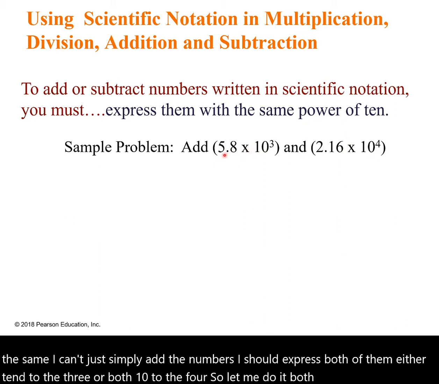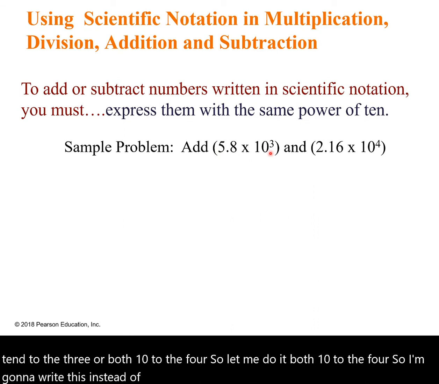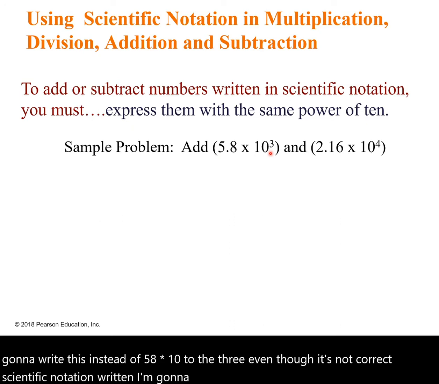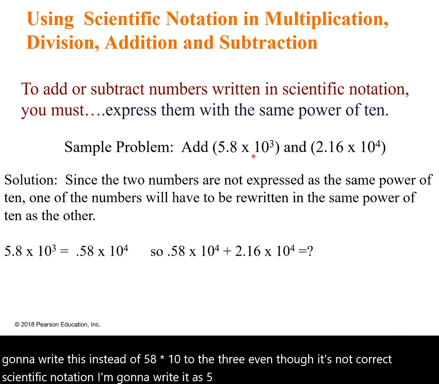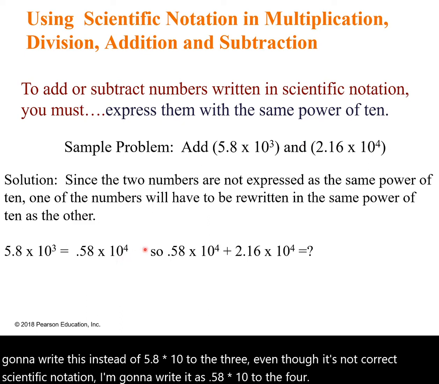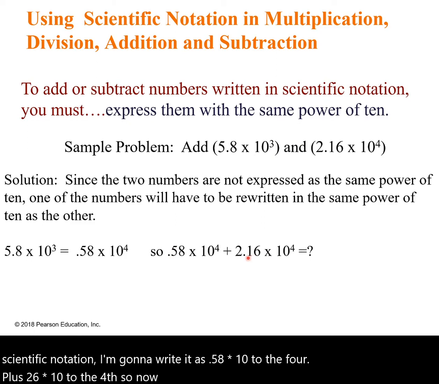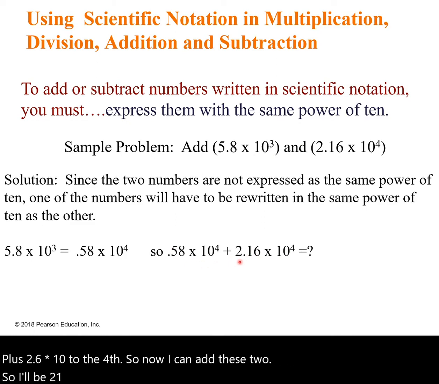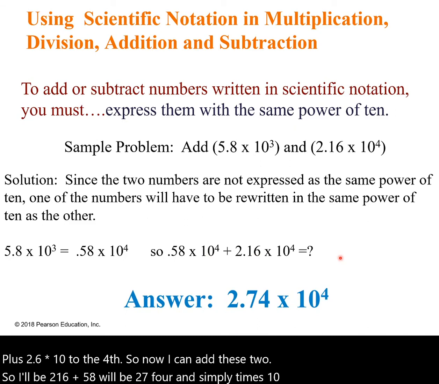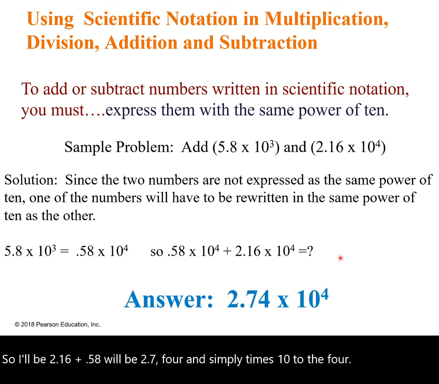So I'm going to write this instead of 5.8 times 10 to the 3. Even though it's not correct scientific notation, I'm going to write it as 0.58 times 10 to the 4 plus 2.16 times 10 to the 4. So now I can add these two. So it'll be 2.16 plus 0.58 will be 2.74 and simply times 10 to the 4. All right. Hopefully this helps.